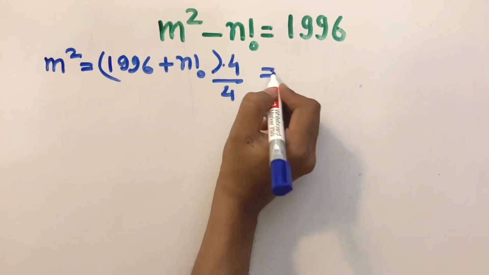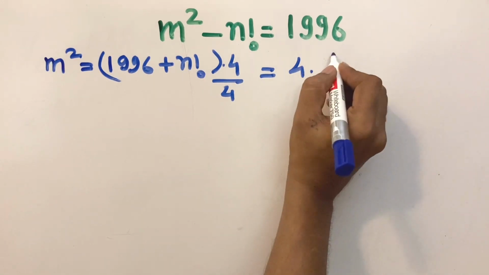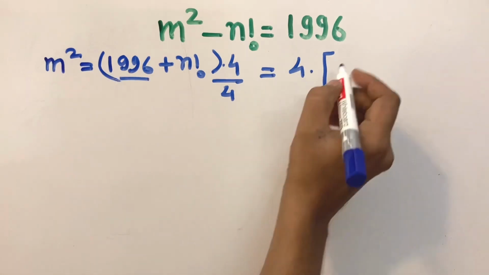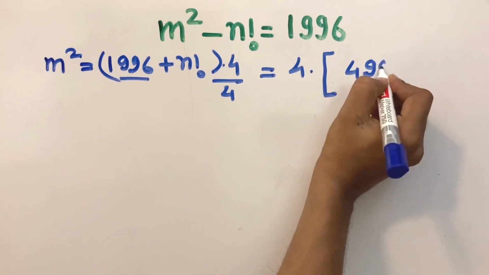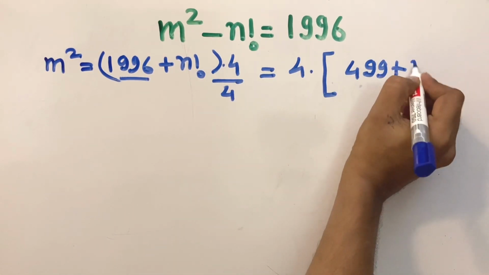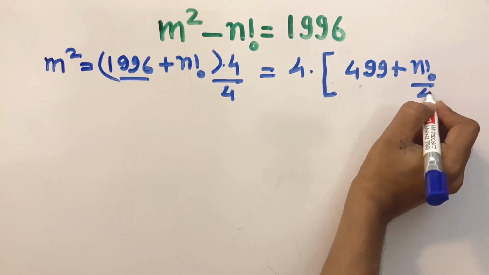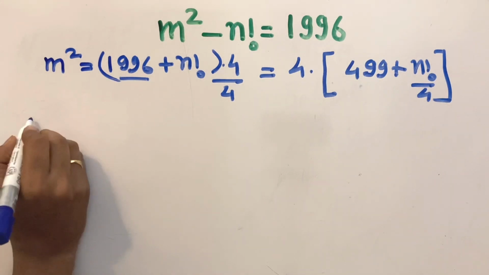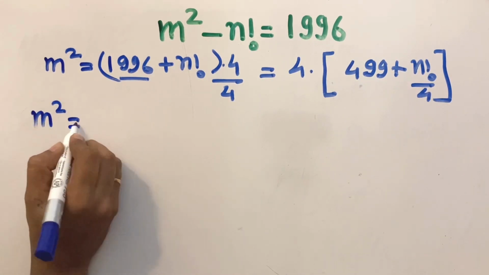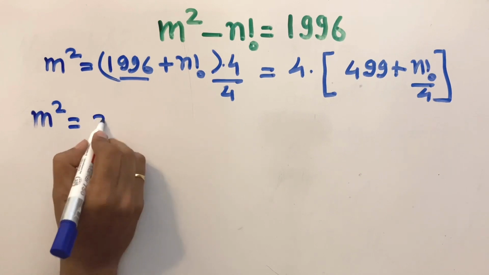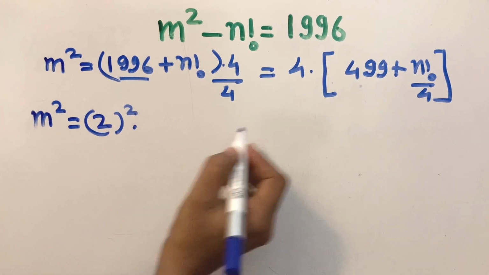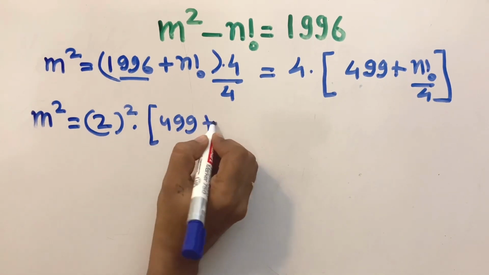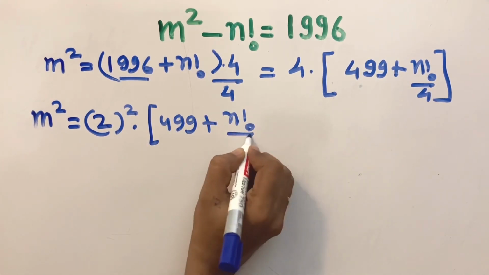This equation becomes 4 multiplied by 1996 divided by 4, which is equal to 499 plus n factorial divided by 4. So this equation simplifies to m square is equal to 4, which can be written as 2 square, multiplied by 499 plus n factorial divided by 4.